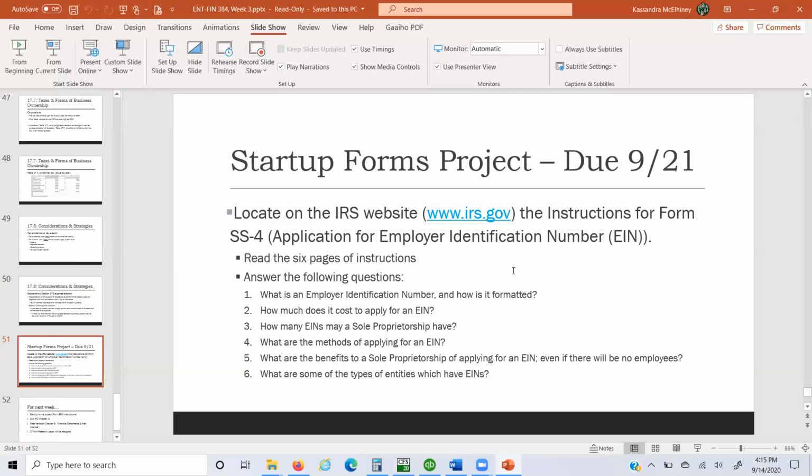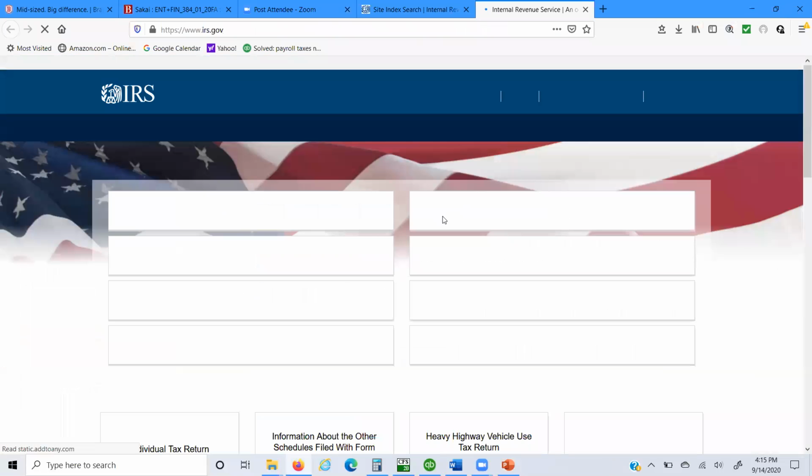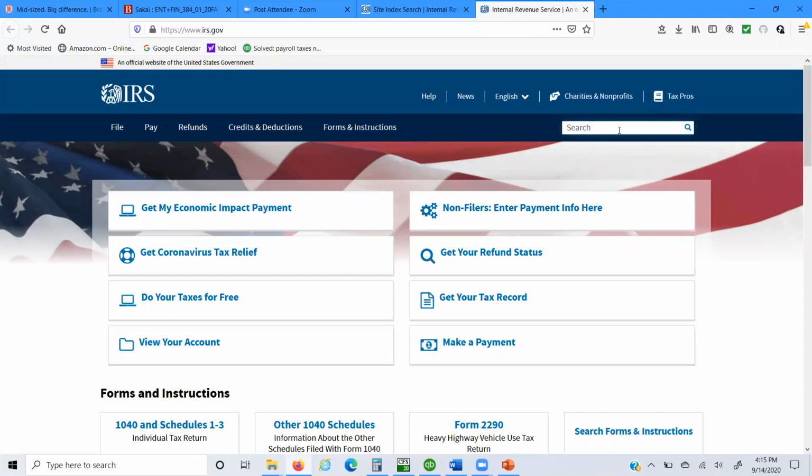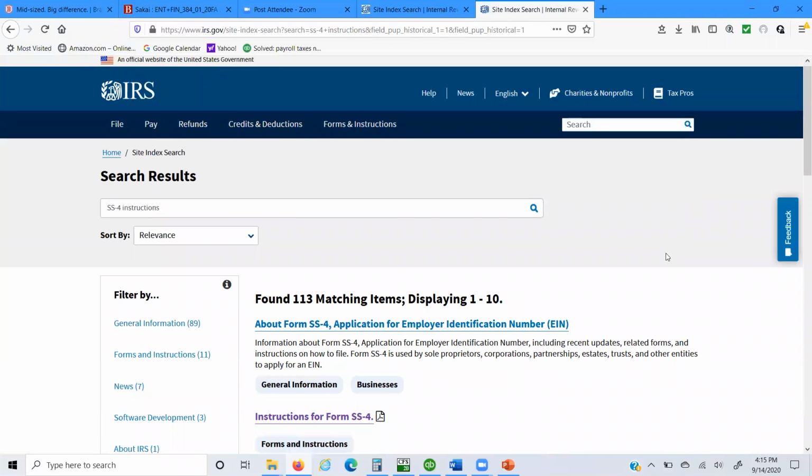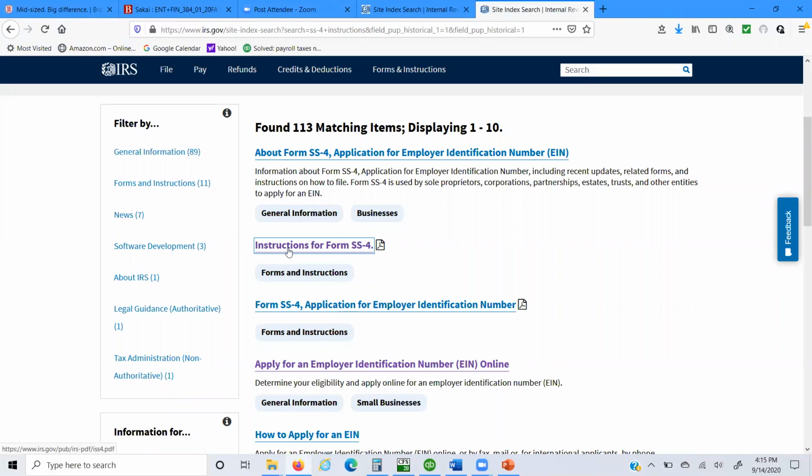Okay, so that concludes our week 3 material. As noted in the syllabus, there is a startup forms project. What we want to do is locate on the IRS's website the instructions for Form SS-4, which is the application for employer identification number. If you go out to irs.gov, there is a search box right in the dark blue ribbon. You can just type in SS-4 instructions, hit enter or hit the little magnifying glass to look. And lo and behold, there are instructions for Form SS-4.